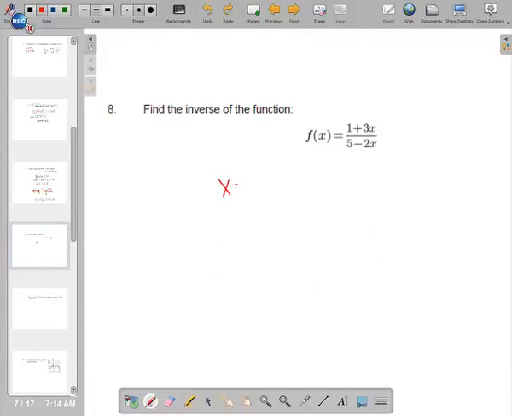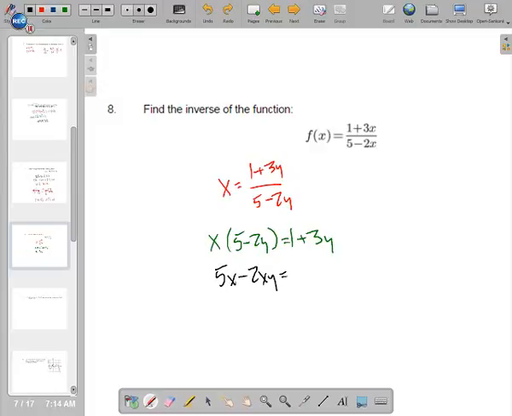Find the inverse. So we're going to flip x and y, 1 plus 3y over 5 minus 2y, and now I'm going to get this over here, so x times 5 minus 2y equals 1 plus 3y. Probably going to have to distribute here. 5x minus 2xy equals 1 plus 3y.